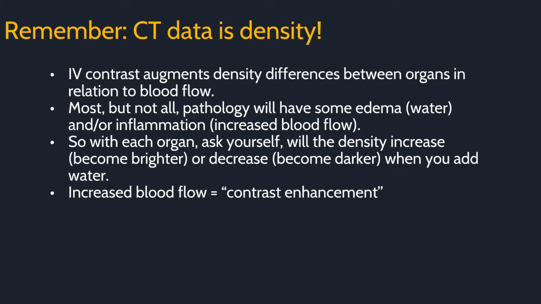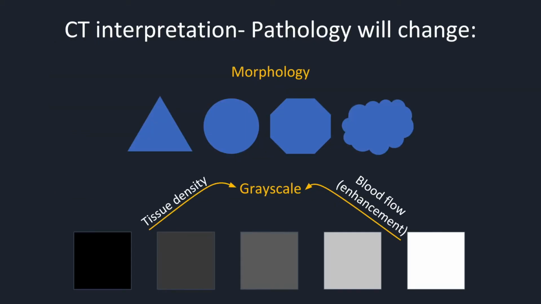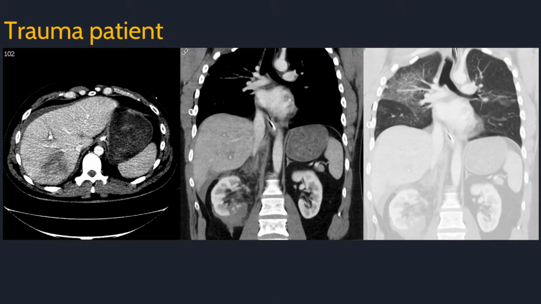Iodinated contrast will augment density differences based on blood flow, which the term contrast enhancement describes. To put it more simply, the pathology can really change two aspects of a CT, the morphology and the grayscale. Tissue density and blood flow will both affect the grayscale. If you have a good understanding of anatomy and pathophysiology, you can work your way through CT interpretation without too much memorizing. Here's an example in a trauma patient.